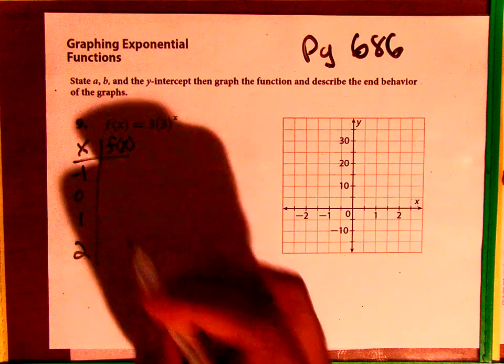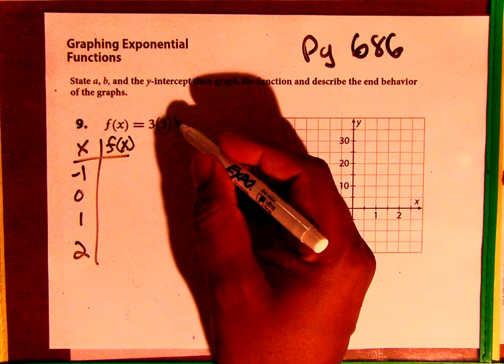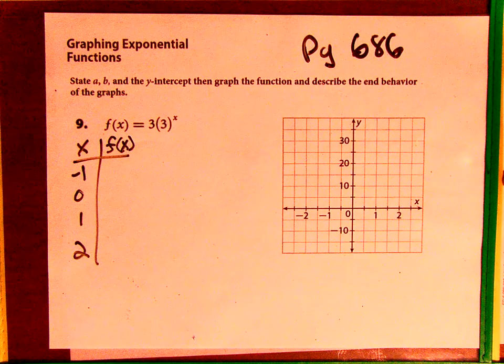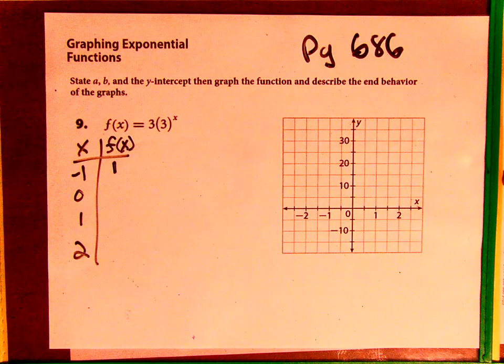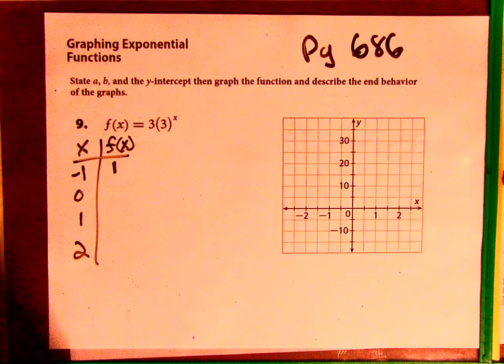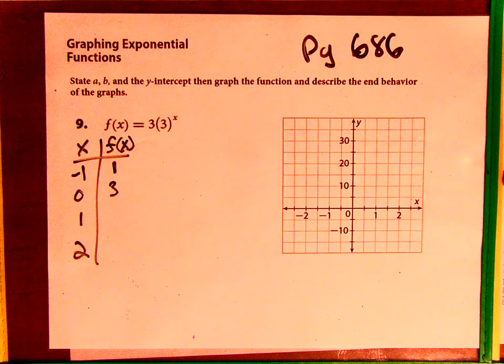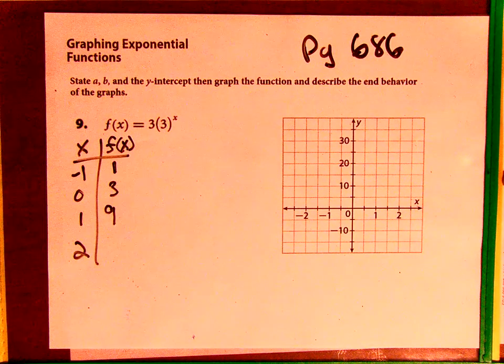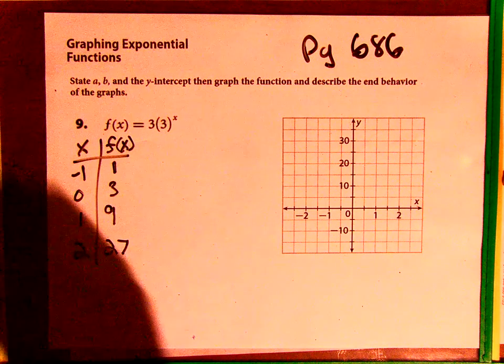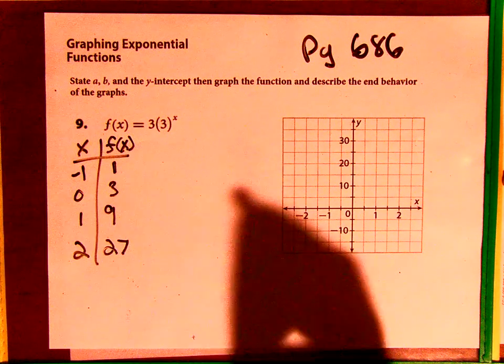So, again, if you plug in -1 for x here, and just type that in your calculator or work it out, you would end up with a 1. If you plug in 0, you would get 3. If you plug in 1, you get 9. And if you plug in 2, you get 27. What I'm going to do first is go ahead and graph it. Then I'm going to go over the A, B, Y-intercept, and all of that.